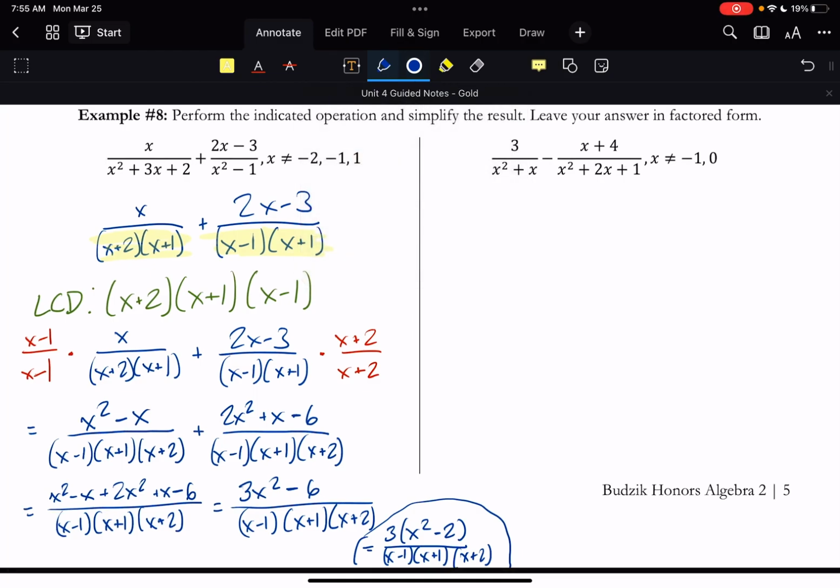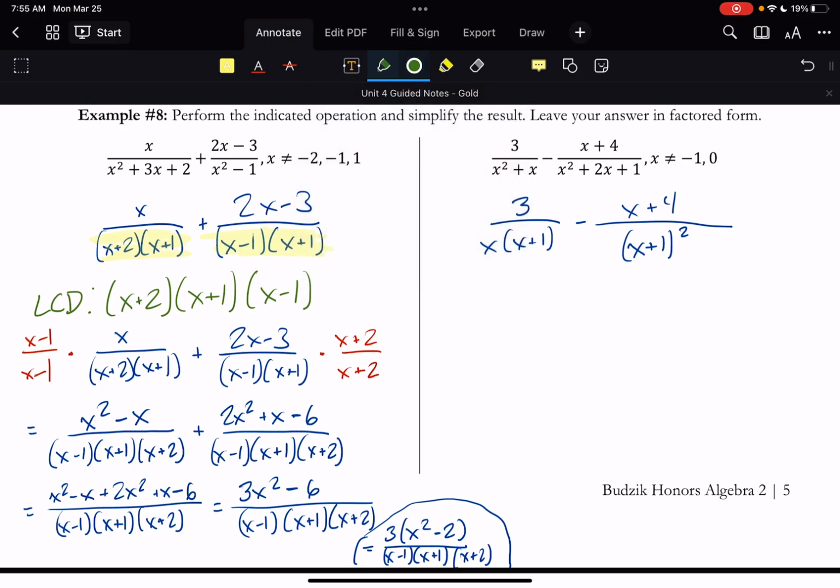So I want to factor again both of my denominators. So I have 3, and then I can factor out an x, which leaves me x plus 1. Minus x plus 4 divided by x squared plus 2x plus 1, which is a perfect square trinomial. So this is x plus 1 squared.